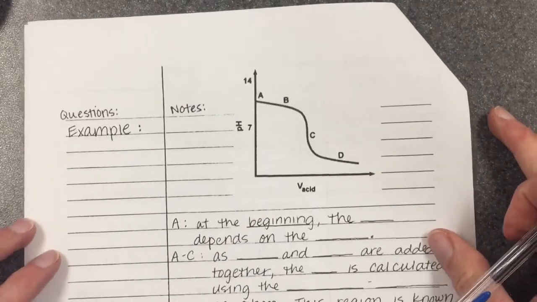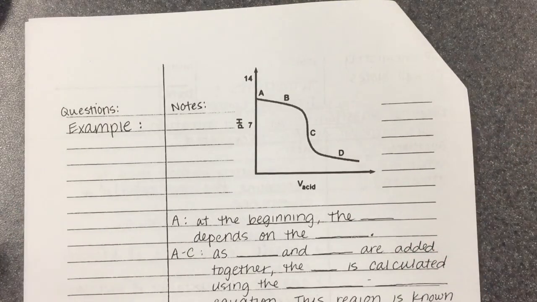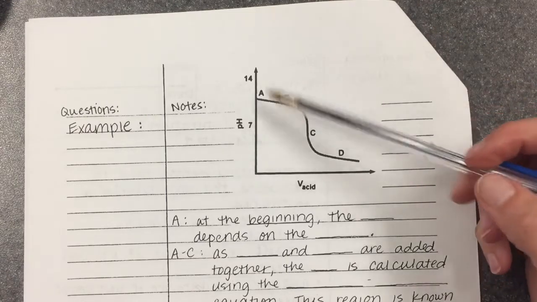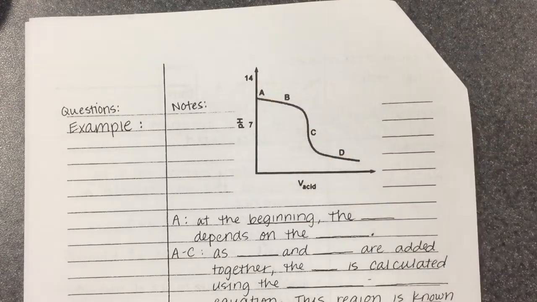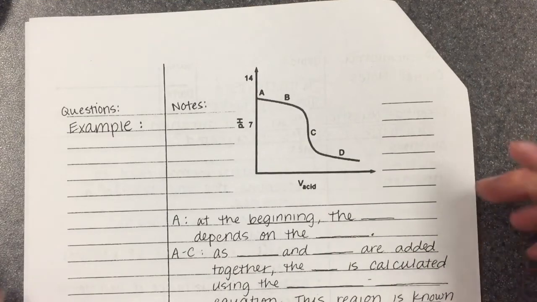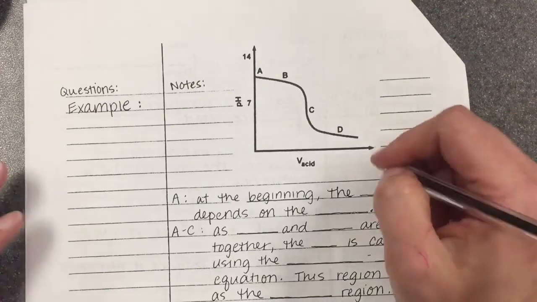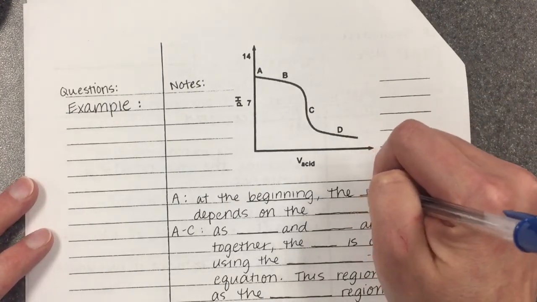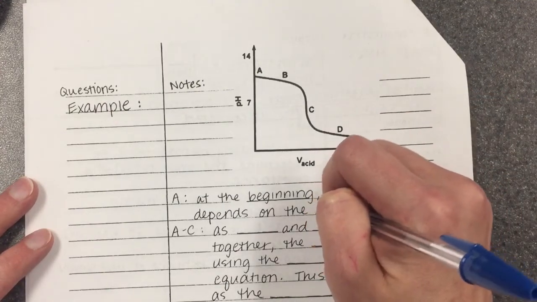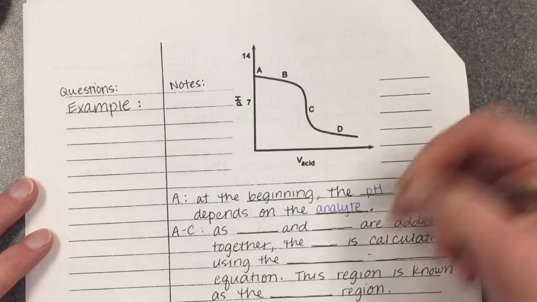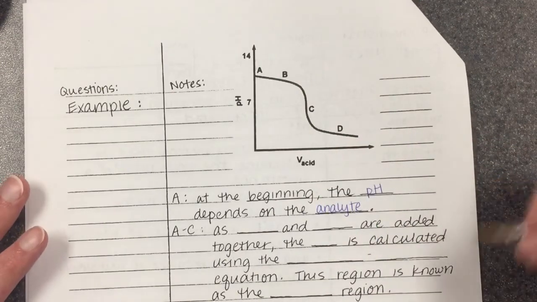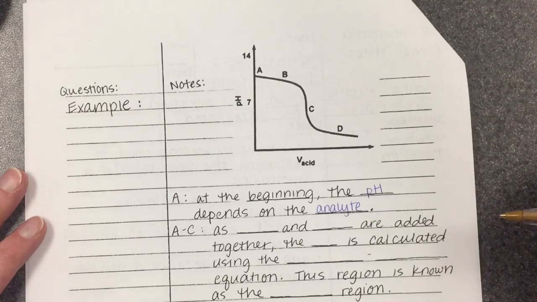So again, let's look at this curve and look at the different parts of the curve. In this one, we're starting with a base because the pH is above 7. So I know I'm starting with something basic. At point A, all you have is the analyte. So at the beginning, the pH is completely dependent upon the analyte. In this case, whatever base it is, I would have to find the pH of the base at that point.